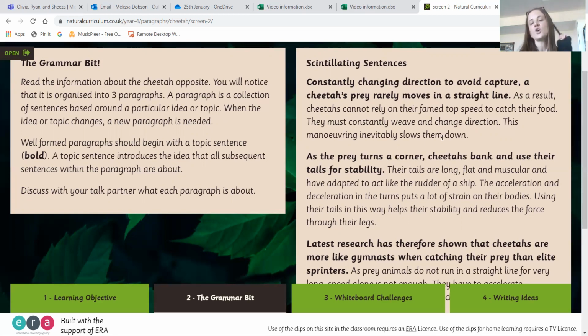So the topic sentence there, I can see, talks about their tails and how they are used for stability. Then the rest of the paragraph carries on and talks more about their tails and their bodies moving, their movement.